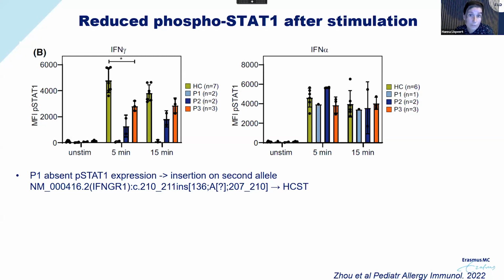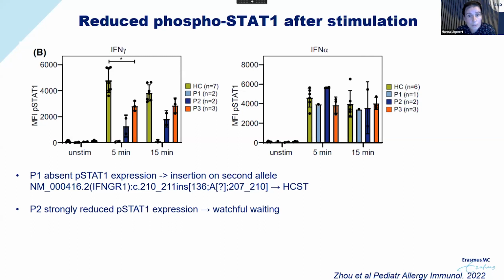Then we found a second variant on the other allele, which was an insertion that initially could not be detected using the whole exome sequencing. Because the effect on interferon gamma signaling was so severe, it was decided that this patient would undergo a bone marrow transplantation, which was successful.